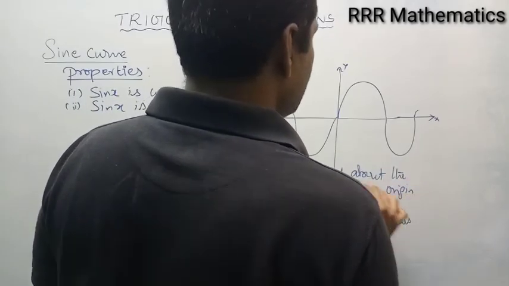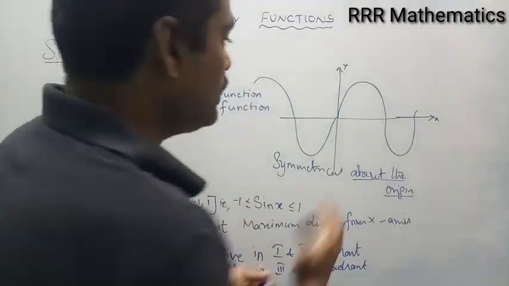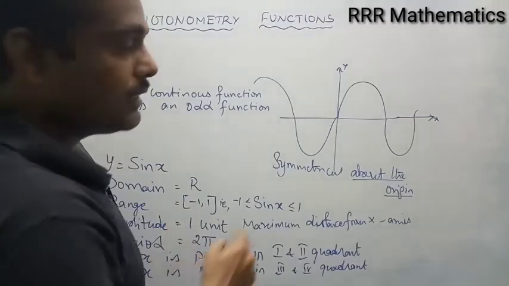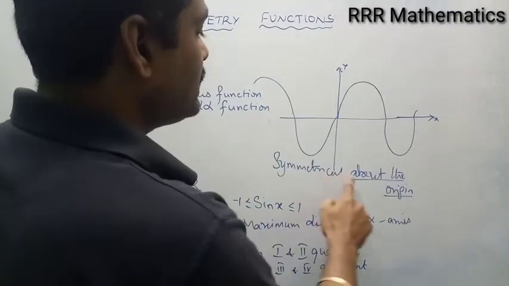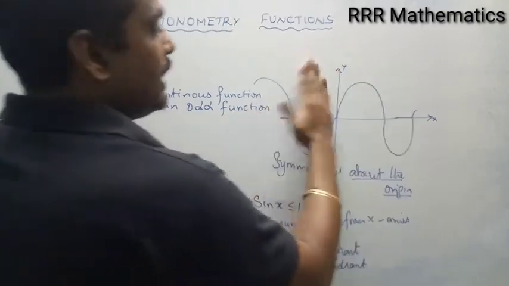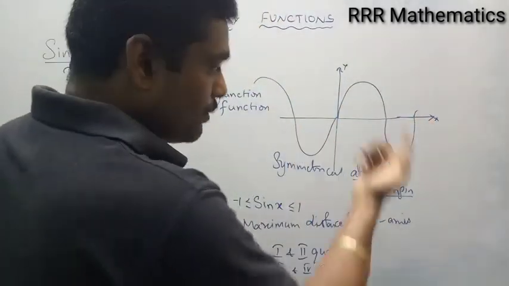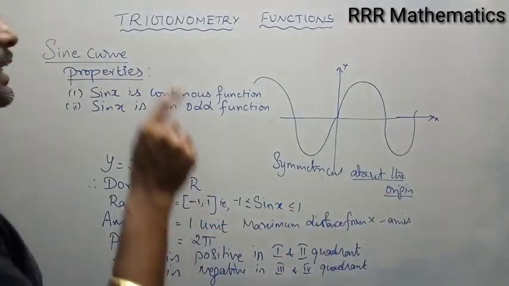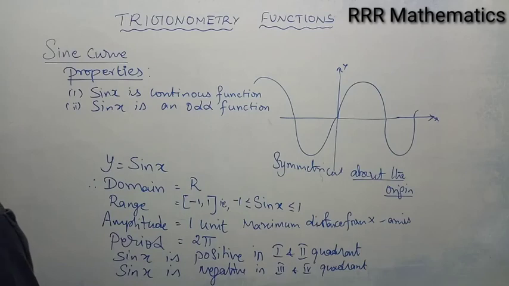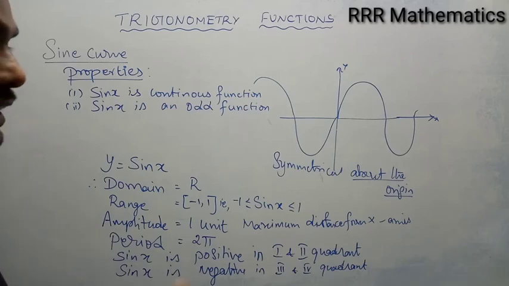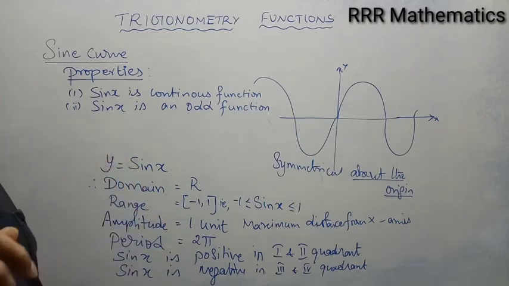So what is meant by symmetrical about the origin? You fold vertically and you fold horizontally, then it will coincide. That is what symmetrical about the origin means. Or you can fold first horizontally and then vertically; anyway, when it coincides, it is symmetrical about the origin. So in this case, your sine function is symmetrical about the origin. Therefore, sin x is an odd function, since the graph is symmetrical about the origin.